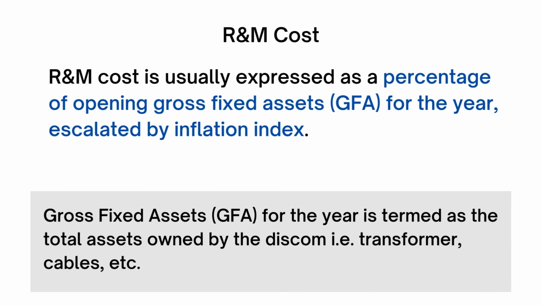Next we move to renovation and modernization expenses, which is usually expressed as a percentage of opening gross fixed assets for the year, escalated by inflation index. At this point of time, it is important to understand what are gross fixed assets. It can be termed as the total assets owned by the distribution companies such as transformer, cables, etc.